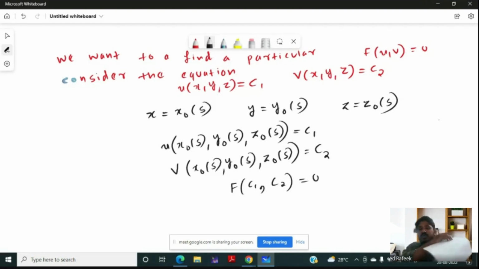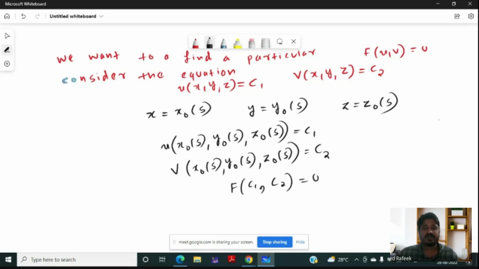Now let us come to our problem, then we can understand. If you want more on this theory, you can check the Amarnath textbook, then you will get it. Now let us see our problem, then you will understand what this procedure is.